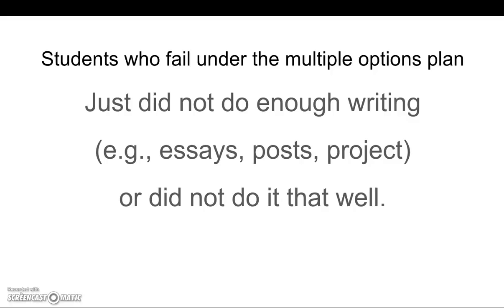Students do fail this course under the multiple options plan. And the students who fail just did not do enough writing. They tried to get out of essays, posts, and project, or just didn't do that well in their writings. You've got to do some writing to do well in this course.